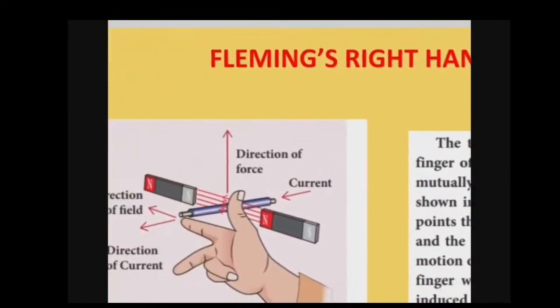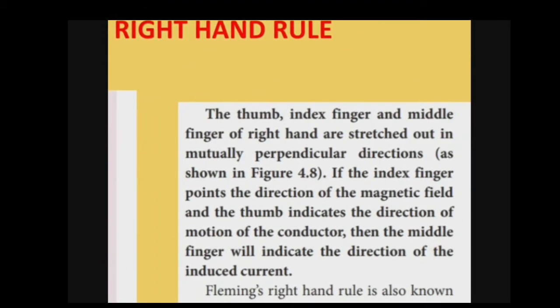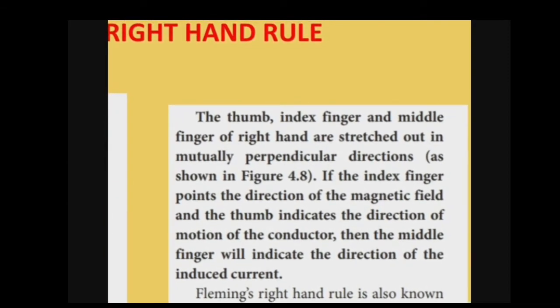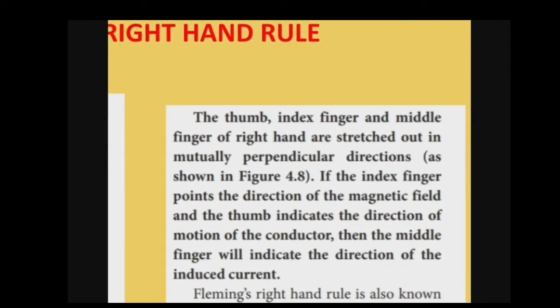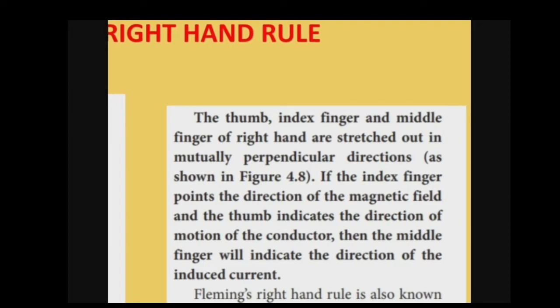Fleming's right hand rule. The thumb, index finger and middle finger of the right hand are stretched out in mutually perpendicular directions. If the index finger points in the direction of the magnetic field and the thumb indicates the direction of motion of the conductor, then the middle finger will indicate the direction of the induced current. So Fleming's right hand rule is also known as the generator rule.